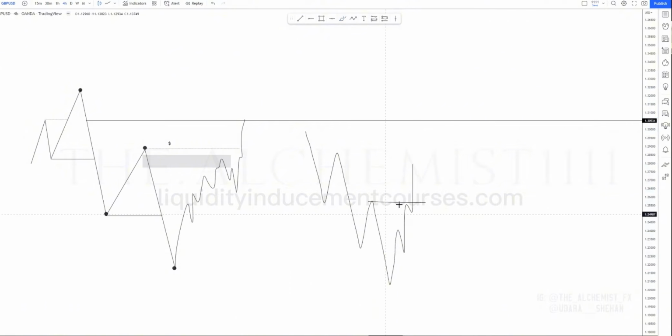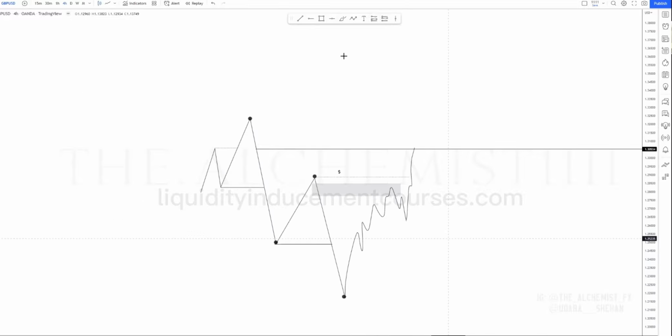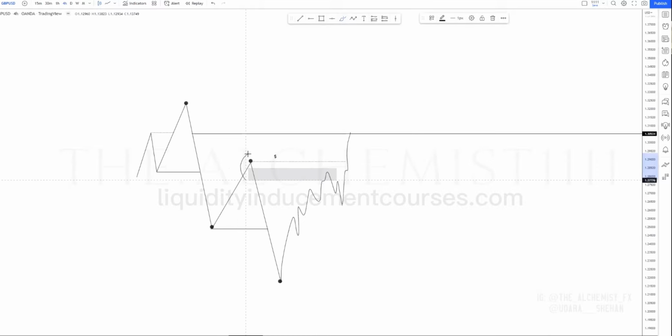But no, once we go into ranges, you will understand that this right here wasn't really a breakout structure. This was a sweep of internal range liquidity, because the current range we had was from up here to down here, and this right here was only internal range liquidity, not a bullish breakout structure.